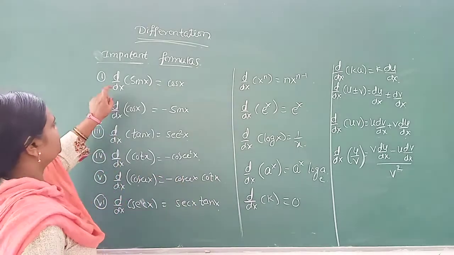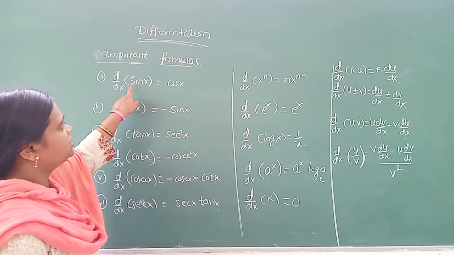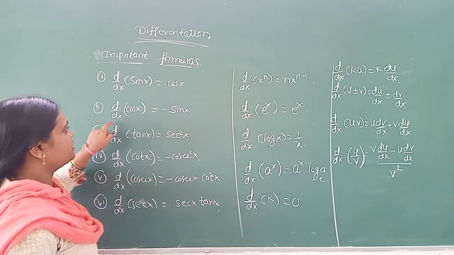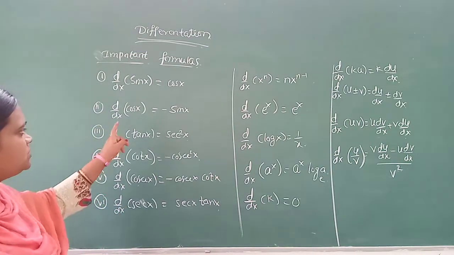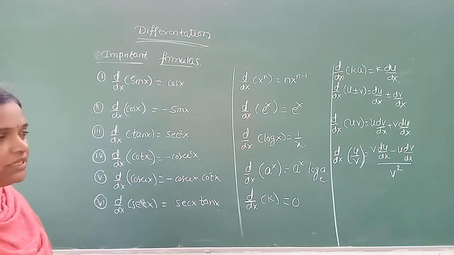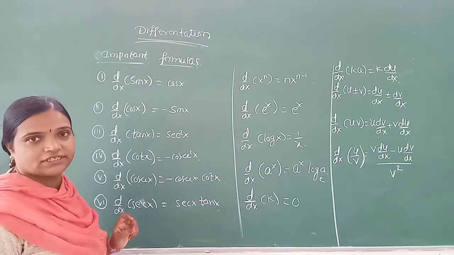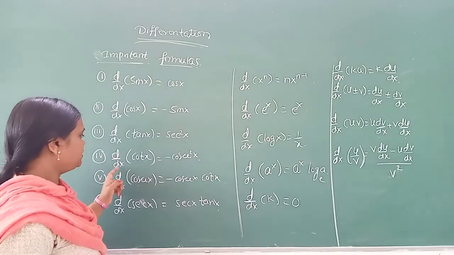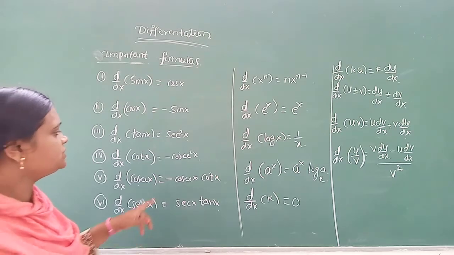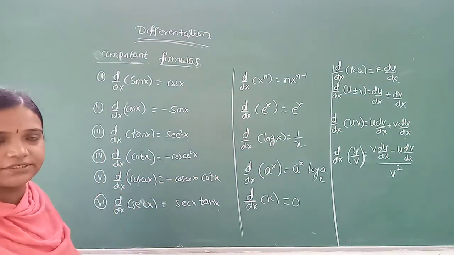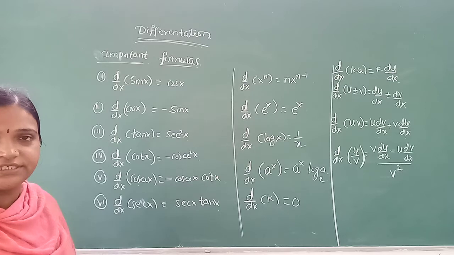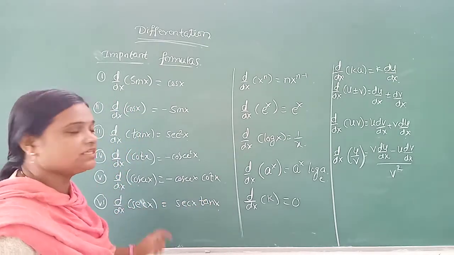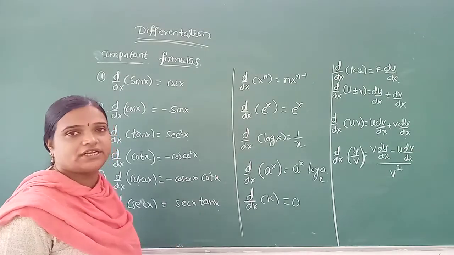First one, differentiation of sin x. Differentiation of sin x is cos x. Next, second one, differentiation of cos x is minus sin x. Remember that. Next, differentiation of tan x is secant square x. Next, differentiation of cot x is minus cosec square x. Differentiation of cosec x is minus cosec x cot x. Next, differentiation of sec x is sec x tan x.